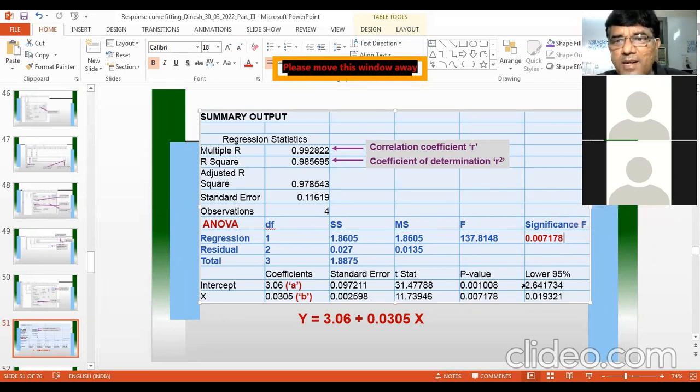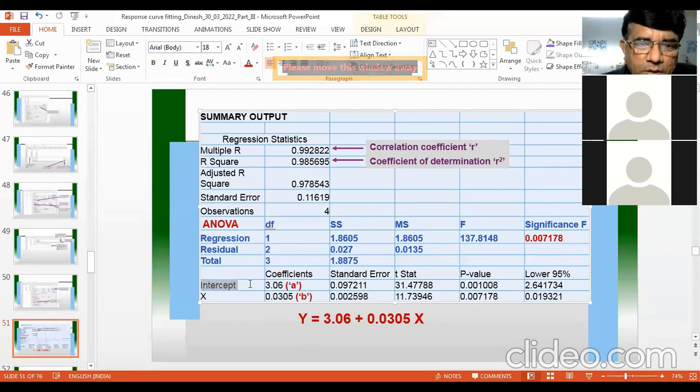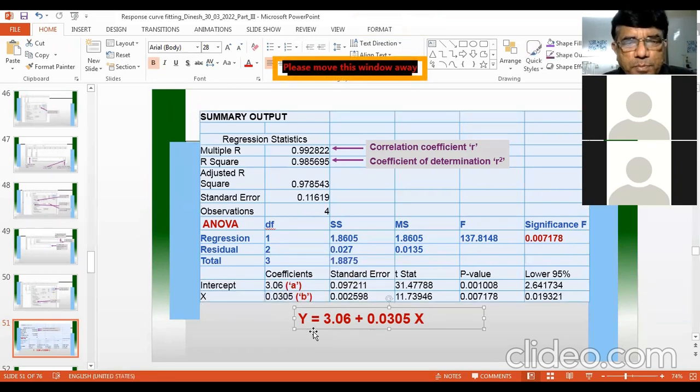So we can say with certainty that it is significant at 1% as well as 5%. And now the other thing is that the value of intercept is also given here. Coefficients, you see coefficients. The first coefficient is A, which is known as the intercept. The value of A is 3.06, and this is B, the regression coefficient, which is 0.0305. So you place the values of A and B here, and this is your linear equation. Same way you calculated the values of A and B when we understood it manually.